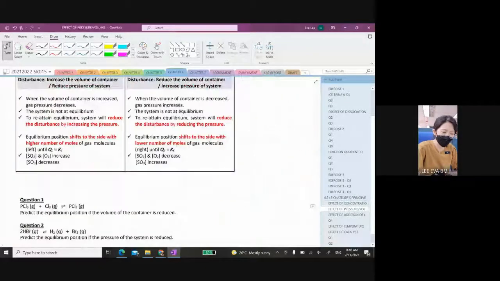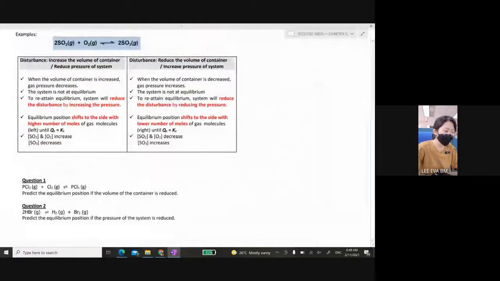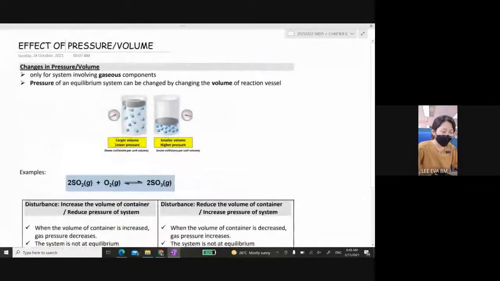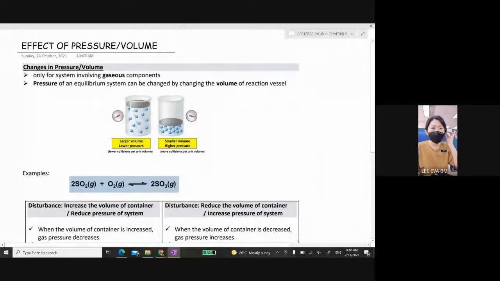Okay, so we proceed to the next factor. Remember that the factors of pressure and volume are under one factor. So if the question asks you to suggest what factor will affect the equilibrium shift, pressure and volume are considered as only one factor. The change in pressure or volume only applies for a system that involves gaseous components.